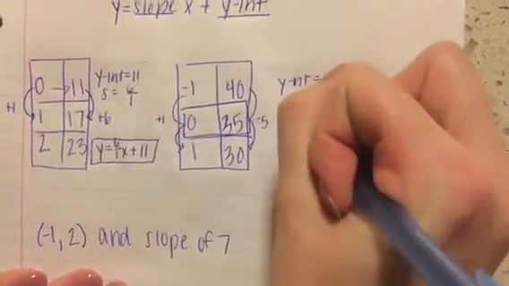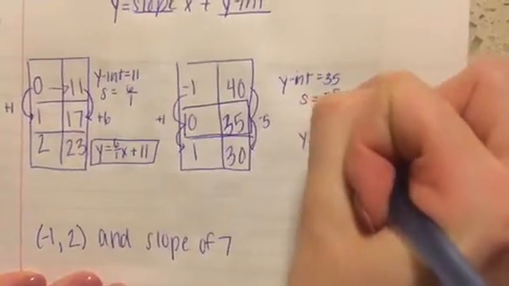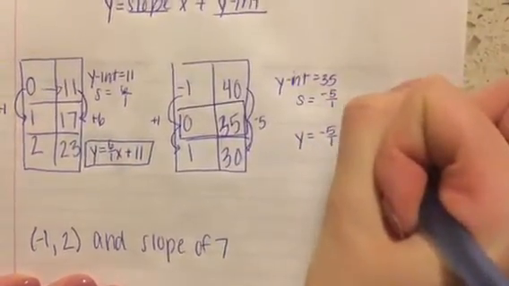Now we write my equation. Y equals my slope, x, plus my y-intercept.